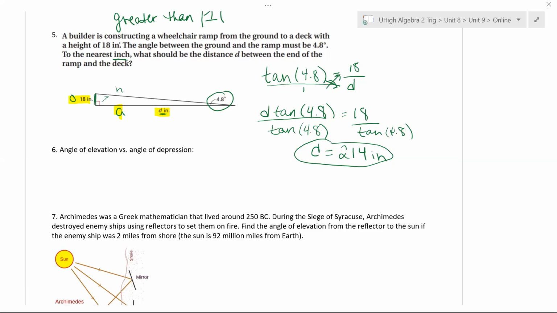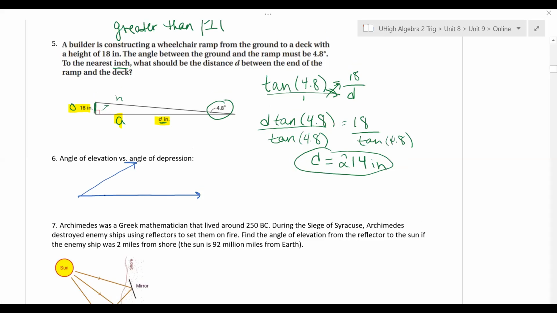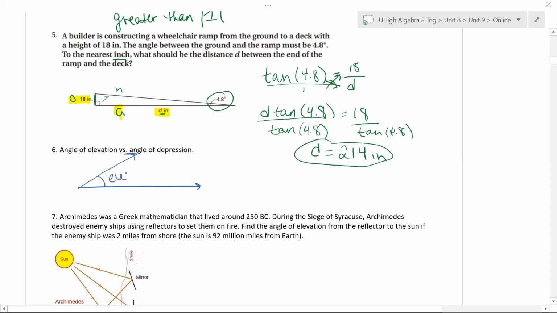So really, that's what we're thinking about when we're thinking about angles of elevation and angles of depression. One of the biggest things to remember is we are always, always, always going to start with a horizontal line. Anytime we're looking at angles of elevation or angles of depression, we always start with the horizontal piece. And if I say that I'm elevating something, then I have a piece that's drawn up. So this is my angle of elevation.